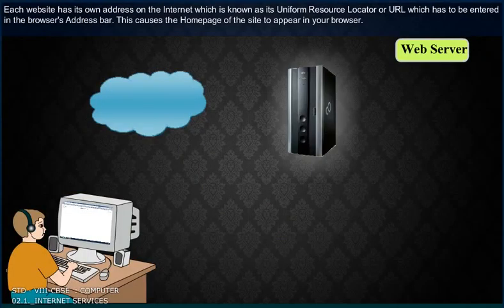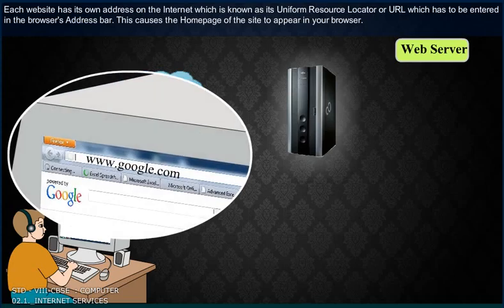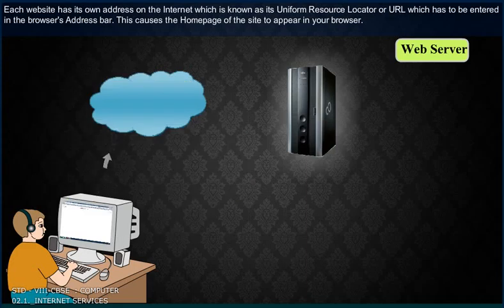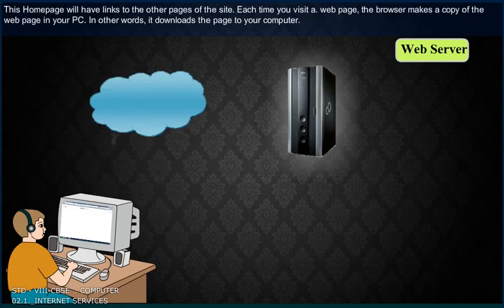Each website has its own address on the Internet, which is known as its Uniform Resource Locator, or URL, which has to be entered in the browser's address bar. This causes the home page of the site to appear in your browser. This home page will have links to the other pages of the site. Each time you visit a web page, the browser makes a copy of the web page in your PC. In other words, it downloads the page to your computer.